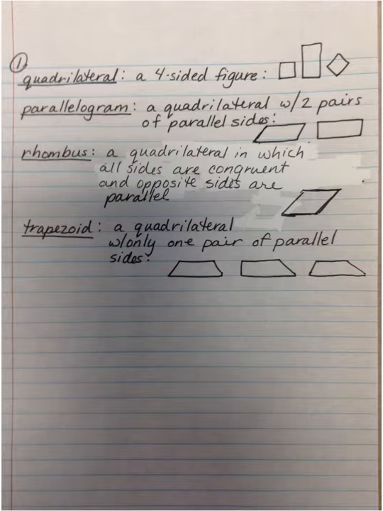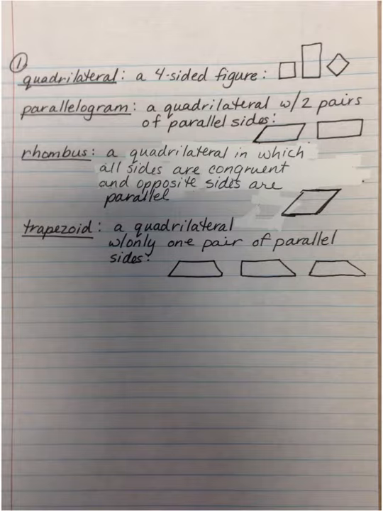So for example, a parallelogram looks like a slanted rectangle. Then a rhombus is a quadrilateral, so it's another 4-sided figure, in which all sides are congruent. And remember, congruent means equal. And the opposite sides are parallel. When we see a rhombus, we usually see something that looks like a square that has been squished sideways. That's the most common type of rhombus, but really any quadrilateral where all the sides are congruent and the opposite sides are parallel would qualify as a rhombus, even a square.